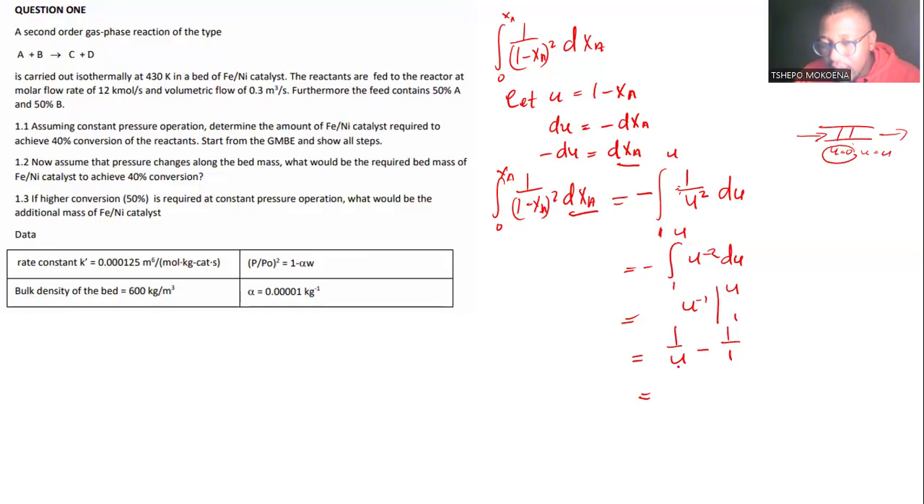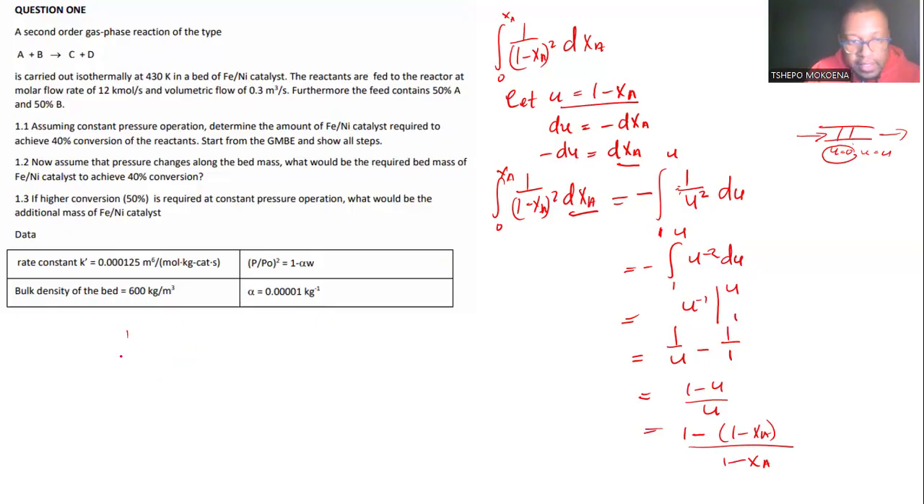Add these two fractions together. We're going to have 1 minus u divided by u. Then let us do back substitution. We said that u is equal to this. We substitute 1 minus where we see x. We're going to write our 1 minus XA divided by 1 minus XA, right? Quickly, I'll just finish it up over here.